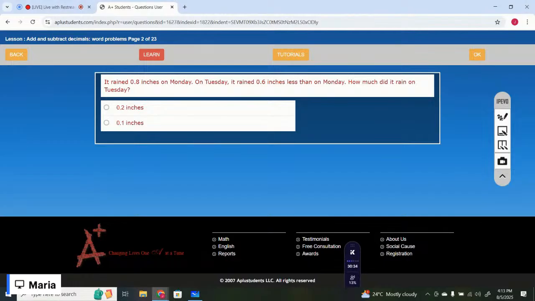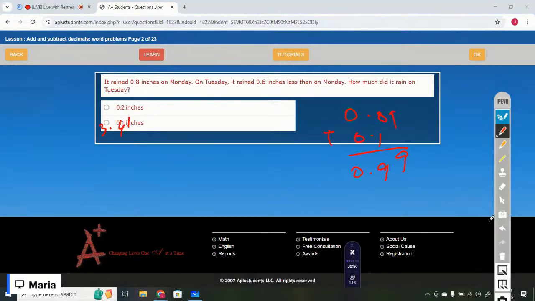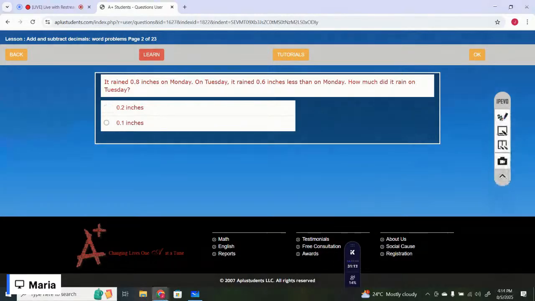It rained 0.8 inches on Monday. On Tuesday, it rained 0.6 inches less than on Monday. How much did it rain on Tuesday? 0.6 inch less than Monday. So 0.8 minus 0.6. 8 minus 6 is 2, that is 0.2 inches. So on Tuesday, it rained 0.2 inches. Option number 1 is the correct option.